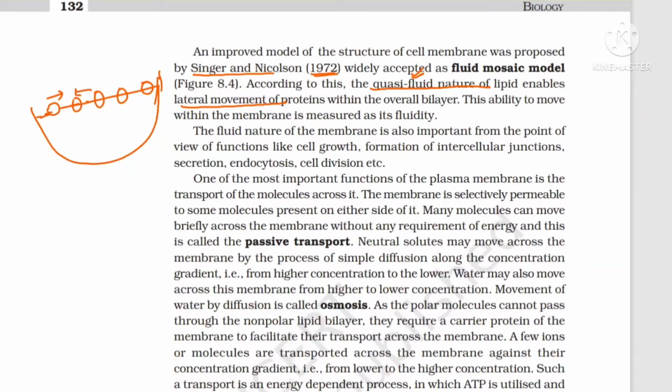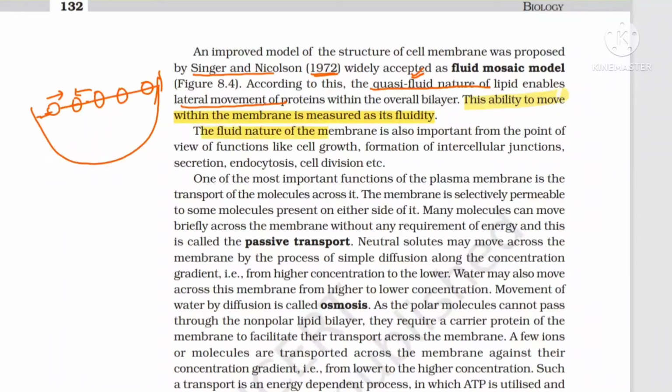This movement is very easy if the syrup is very fresh. The gulab jamun will move easily from here to there. So lateral movement helps you identify the fluid nature. This ability to move within the membrane is measured as its fluidity. How much lateral movement they allow will help you know its fluidity. Is it clear?